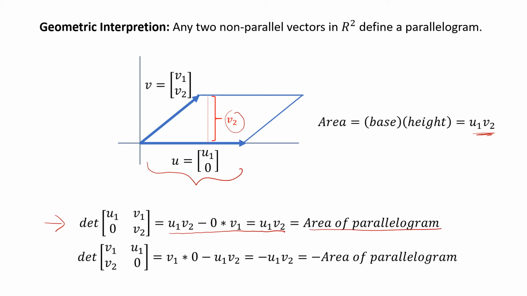What if you put the vectors in the opposite direction? So just flip around the order of the vectors in my matrix, I get negative the area of the parallelogram. So what you have is the area of the parallelogram is always going to be the absolute value of the determinant of the matrix formed by putting the vectors in the columns of the matrix.